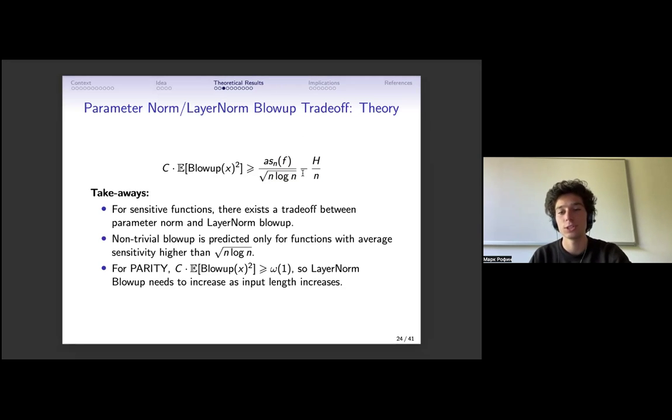For example, for the majority function, which has sensitivity square root of n, the denominator in the right-hand side is zero, and so the right-hand side becomes zero, and you don't have any meaningful prediction. But for parity, the sensitivity is n, and because of that, the right-hand side grows with the increase of n, and the left-hand side must also grow. So if you train a transformer for parity with increasing input length, the resultant transformers will have either higher parameter norms or higher layer norm blowups.